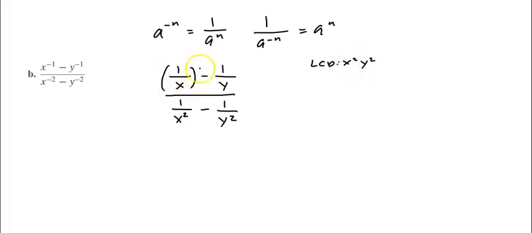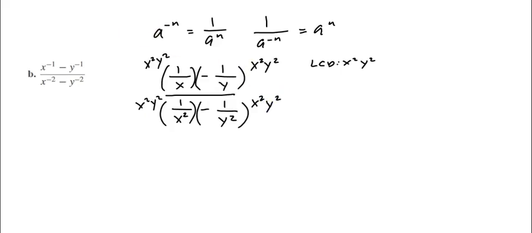Let's get rid of these fractions, just like what we've always done: x squared y squared, x squared y squared, x squared y squared, and so on and so forth. And then we can start reducing. Notice this x goes away, leaving only 1 up here. This y goes away, leaving only 1 up here. This x squared reduces that one, this y squared reduces that one, and then we can clean this up.